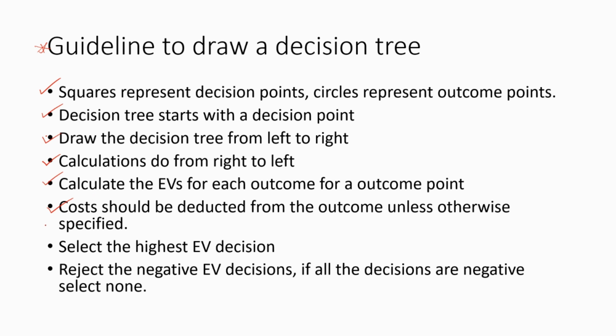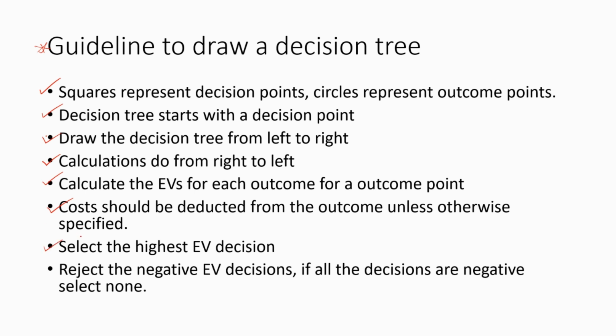Always remember in decision trees, there will be negative values as well as positive values. Negative means those are costs or cash outflows. Positive means those are cash inflows or profits or returns. So you have to be mindful when you are calculating expected values using a decision tree.